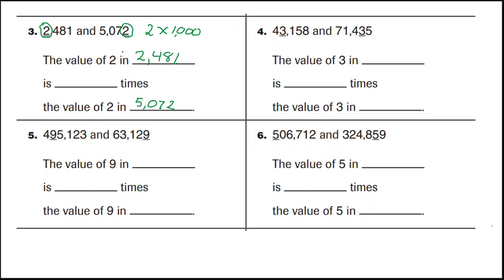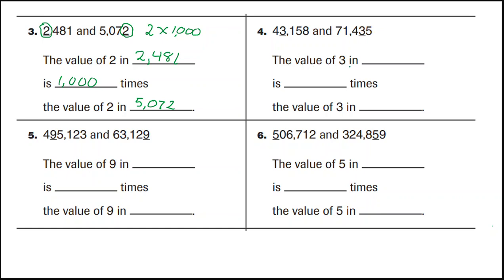So the value of the 2 in this number right here, which is 2,000, is 1,000 times greater than the value of the 2 in 5,072. This one's only worth 2, and this one's worth 2,000. The first one is 1,000 times bigger. Okay, let's do that again. It's a little bit tricky, isn't it?